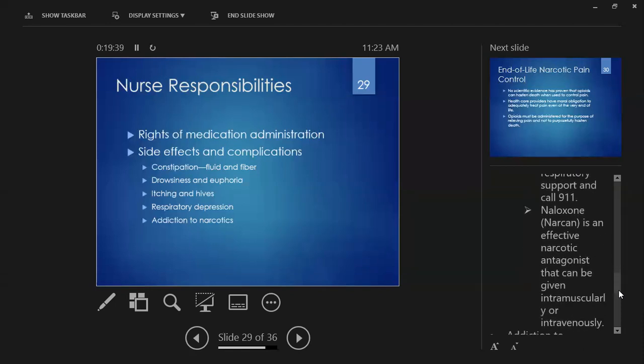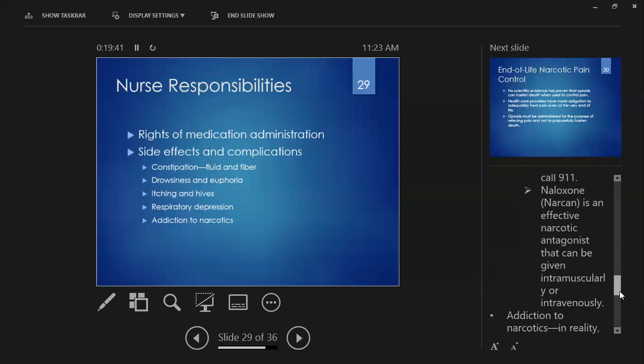Also, Narcan, naloxone, can be given to reverse the effects of narcotics. It can be given IM, it can be given IV, it can also be given intranasally.